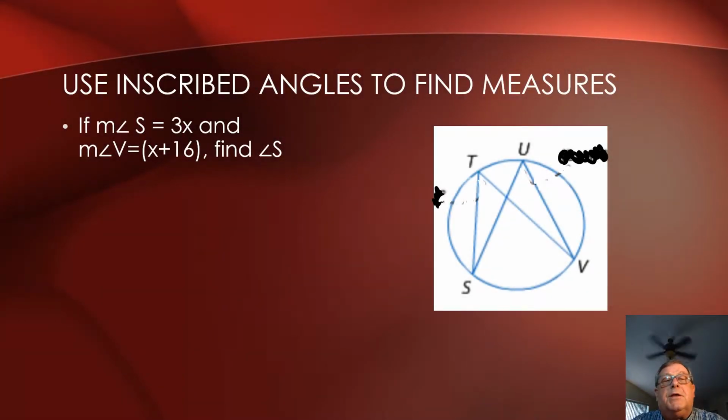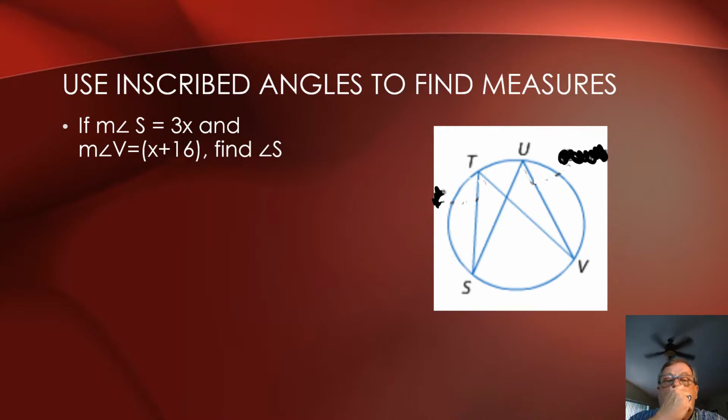Digging a little deeper into these inscribed angles, we come across another theorem. That theorem is that if we've got two inscribed angles of a circle, and if they intercept the same arc or congruent arcs, then the angles themselves are congruent. So if we've got inscribed angles that intercept the same arc, then those inscribed angles are in fact congruent.